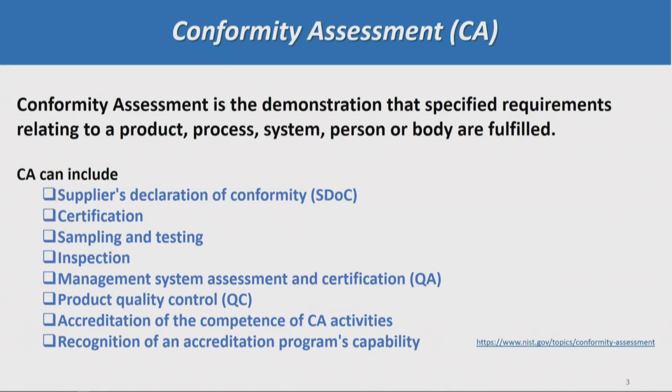And it can include activities such as sampling and testing products or components, inspection, requirements for the management of quality, requirements for the quality control, attributes of products, accreditation of the competencies for those who perform those activities, and the recognition of the accreditation program's capability.